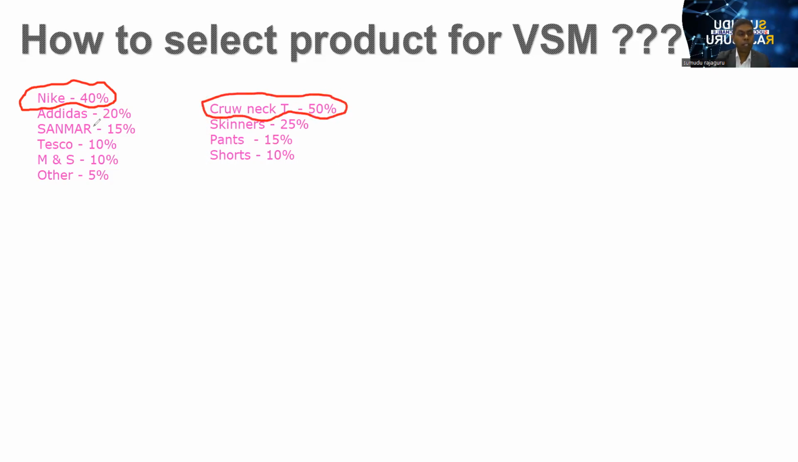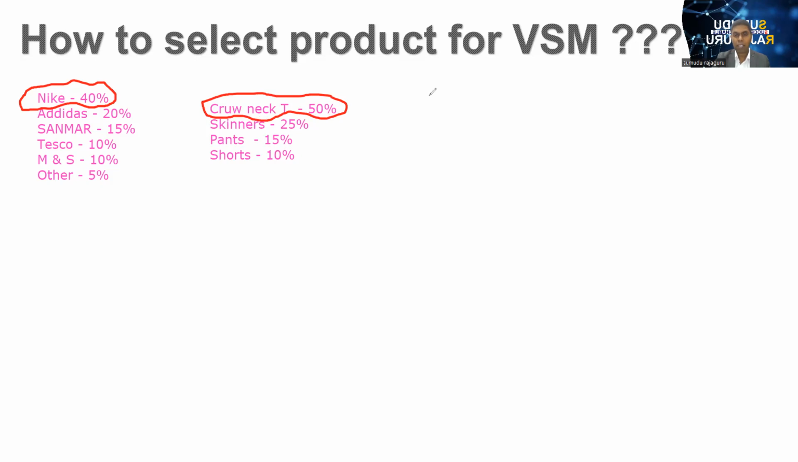So we have to consider the buyer. By considering the buyer, whatever the maximum loading we are doing, that buyer we have to select. Then from that buyer we have to select the product categories. Whatever the large portion we are catering, that product we have to select to draw the value stream. Then only we can get better results.